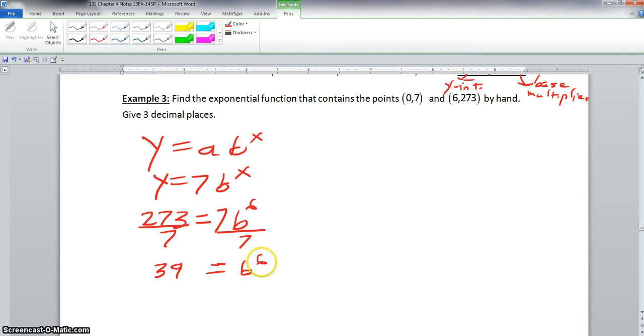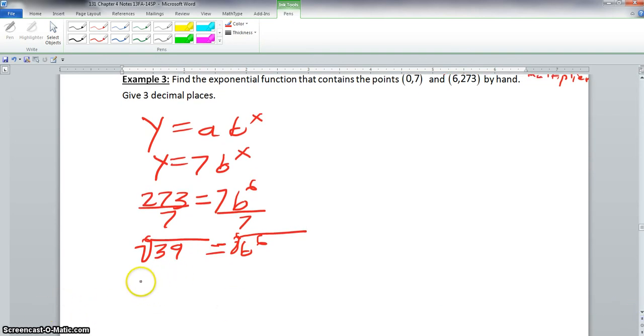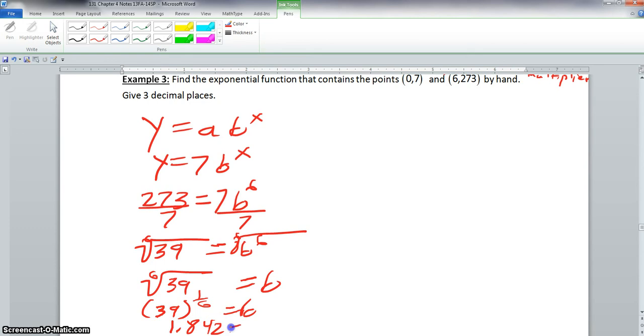Now, we have to get rid of this 6th power, and the way we would get rid of it is by taking the 6th root of both sides. So, when we take this 6th root, we would end up with the 6th root of 39 is equal to b. So the 6th root of 39, we can rewrite as 39 to the 1/6 power. And when we put this in our calculator, it will give us approximately 1.842, and that will give us b.